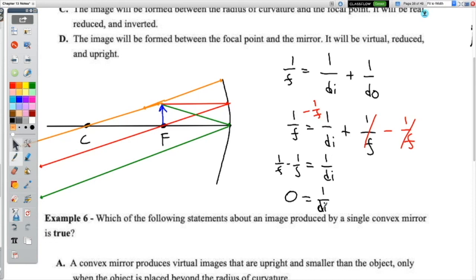It's 0.0000001, but it's not 0, okay? If 1 over di approaches 0, then di approaches infinity, okay? So from that, we would say di equals infinity. Ugh, you shouldn't say anything equals infinity.